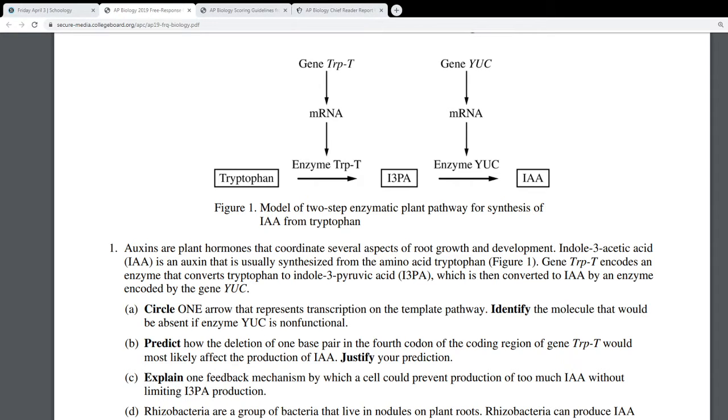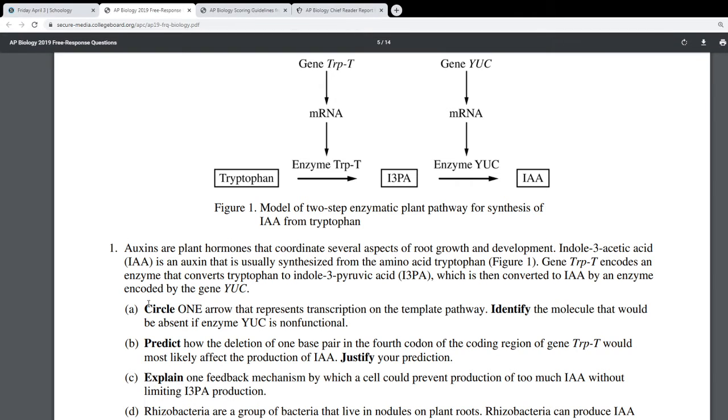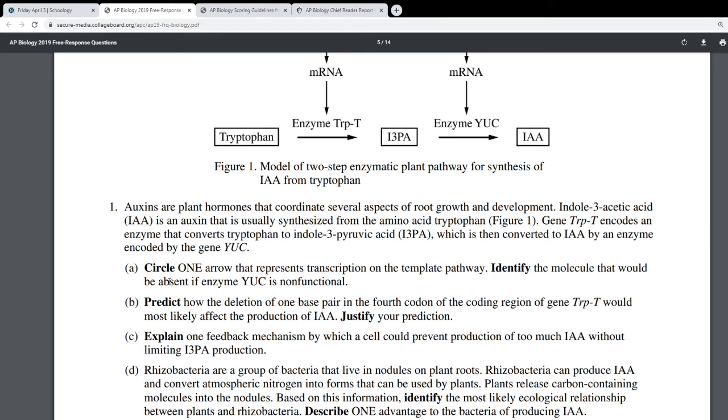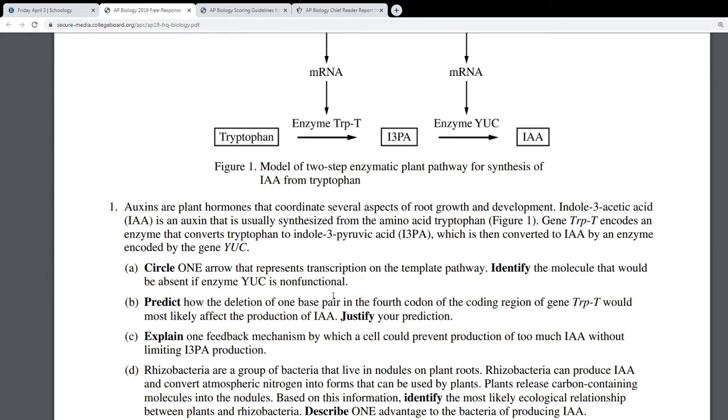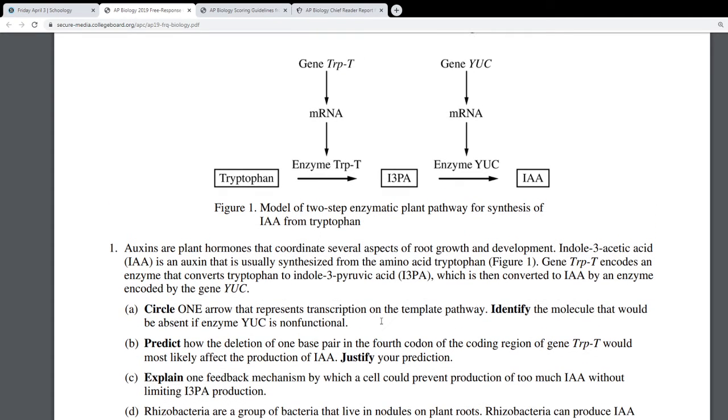Pretty straightforward. Now, if we take a look, you can expect questions that are like the ones that follow. So, A wants you to circle one arrow that represents transcription on this template pathway, and then identify the molecule that would be absent if the enzyme YUK is non functional. So take a moment and identify. You would circle one arrow that represents transcription. Then you need to identify the molecule that would be absent if enzyme YUK is non functional.